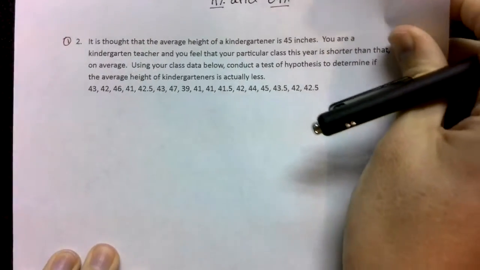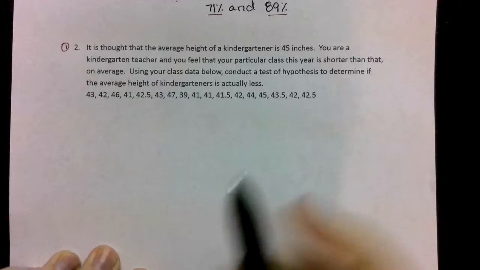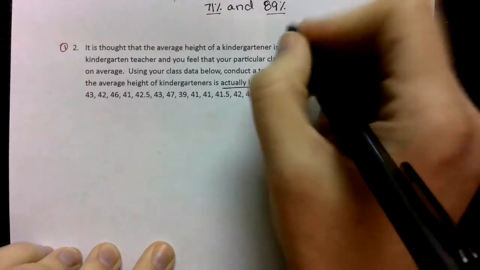Okay, so for the next example, it's thought that the average height of a kindergartner is 45 inches. You are a kindergarten teacher and you feel that your particular class this year is shorter than that on average. Using your data below, conduct a test of hypothesis to determine if the average height of kindergartners is actually less.